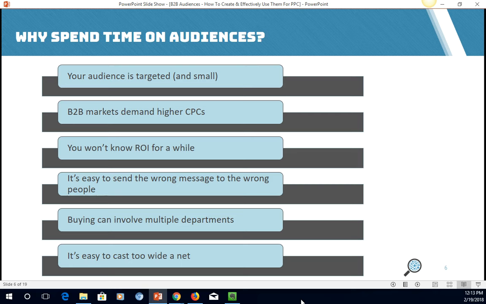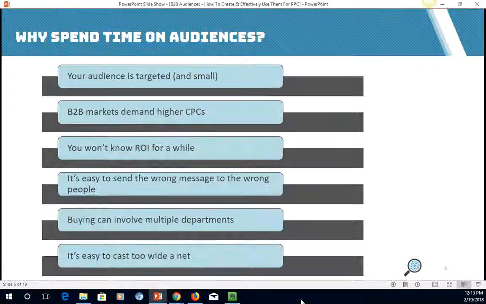The typical sales cycle can be 3 to 6 months or longer. So when that's the case, you're really not going to know your ROI on the advertising you're doing today for months. So you want to be really confident that the money you're spending is going towards the audience that you intended to go towards. It's really easy to send the wrong message to the wrong people.